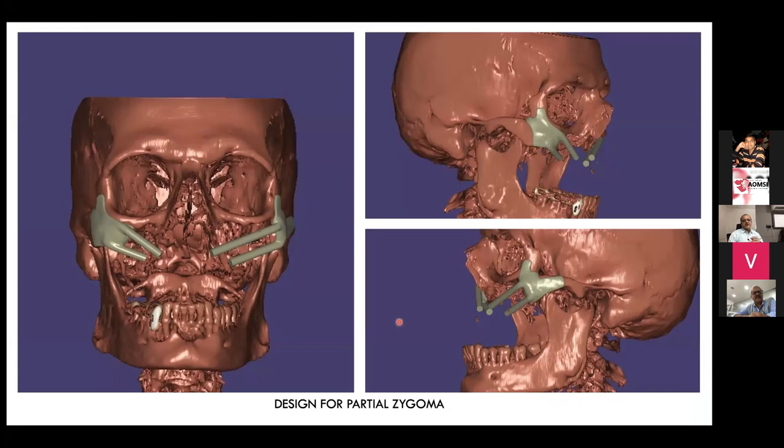zygoma is given a conventional design, or what we usually do. And on the left side, we had extended the design over the zygomatic arch because of lack of zygomatic bone and on the lateral orbital rim to accommodate the high density cortical bone. Now in cases like this, you may be required to place an extra oral incision. I think I'll be showing it in a couple of slides.